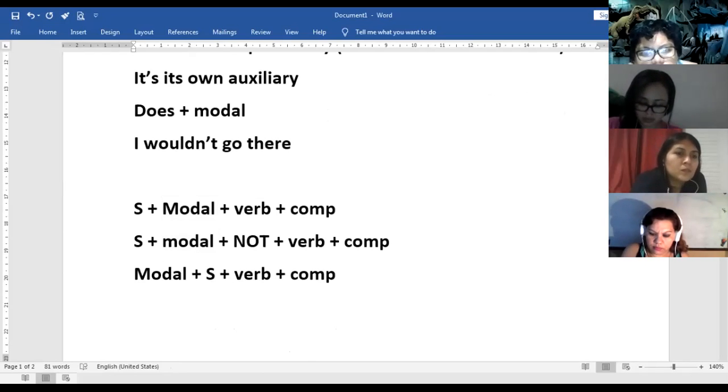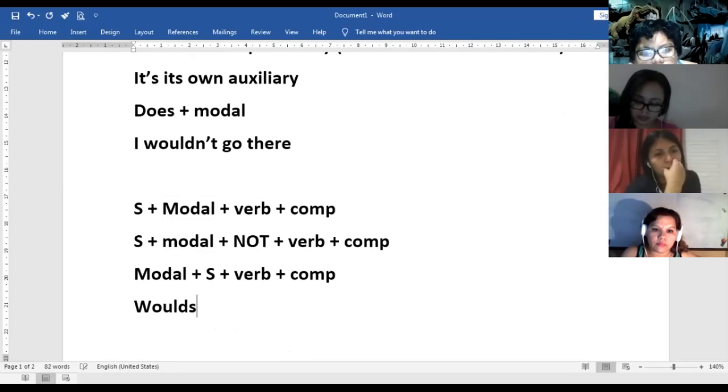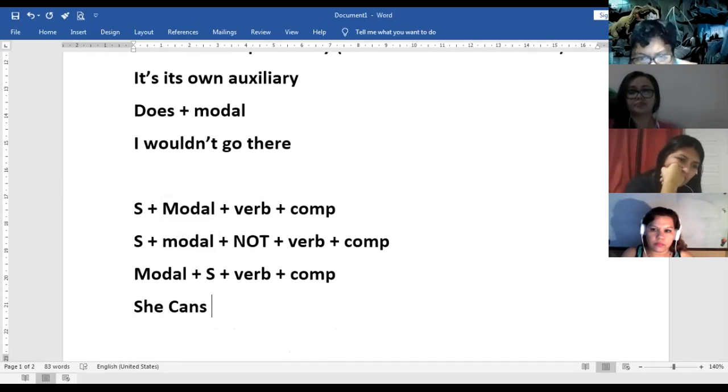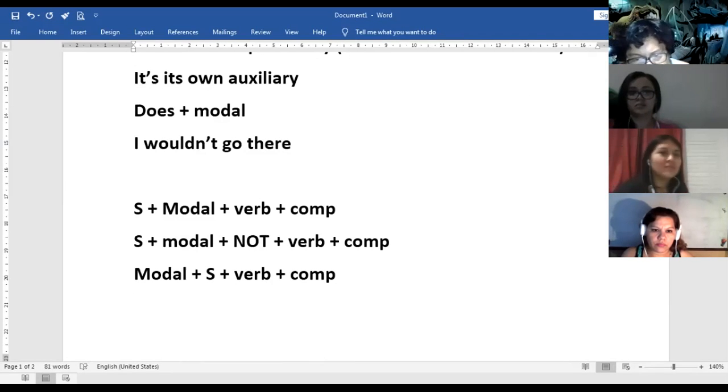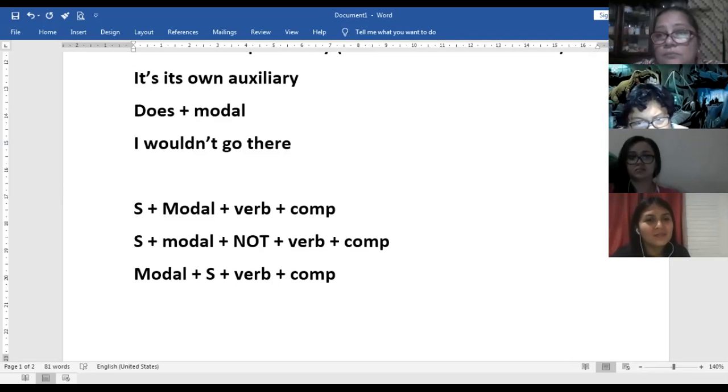Número dos, no aceptan modificaciones. ¿Sí? No puedes agregar la S en las terceras personas del presente, por ejemplo. Es imposible. ¿Okay? O lo que te pasaba al principio, que decías can't. Por ejemplo, she can't. Okay. Be careful. Okay. The modals that you know.